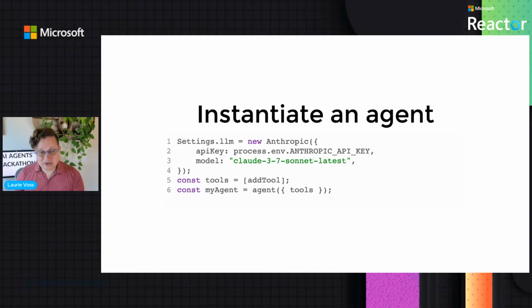You're now ready to create your tool using agent. Agents all use LLMs under the hood, so we use settings.llm to tell it which one to use. In this case, we're again using Anthropic. You then call your agent and pass it an array of tools. In this case, the array just has one tool in it.